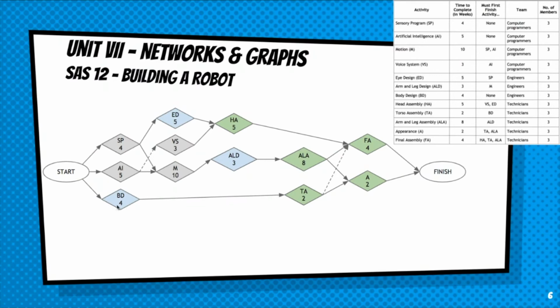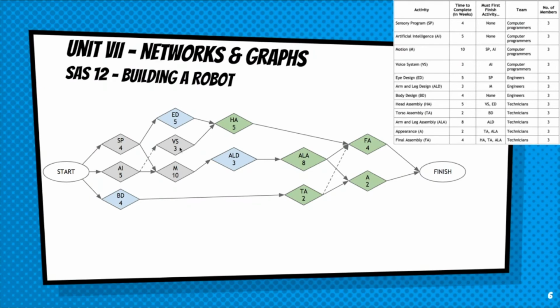And this is kind of complicated if you think about it. But the body design, those engineers, they're done in 4 weeks. And as soon as the sensory program is done, those 3 could be assigned up here to iDesign for 5 weeks. And it would matter. But as soon as this 5th week is over, you have 6 computer programmers at your disposal. You could put 3 on motion and, well, how many do you need for voice systems? You need 3. Oh, no. You always need 3 members for each one, 3 for each.